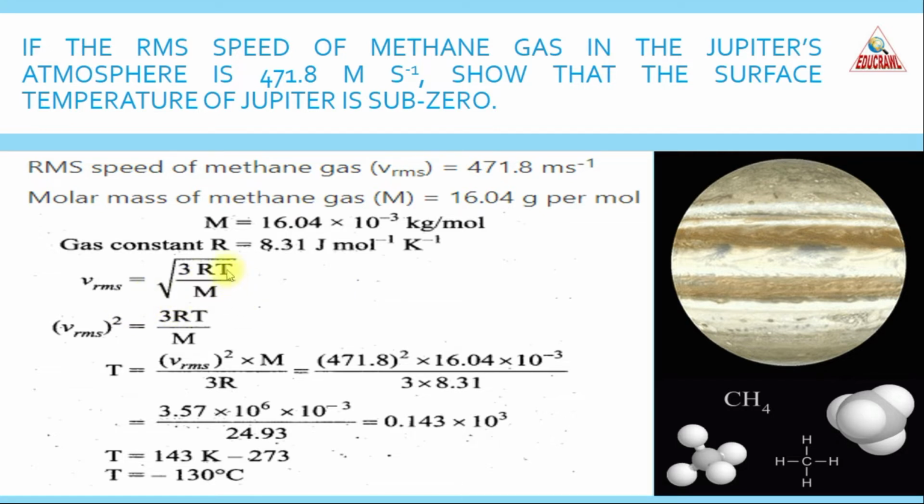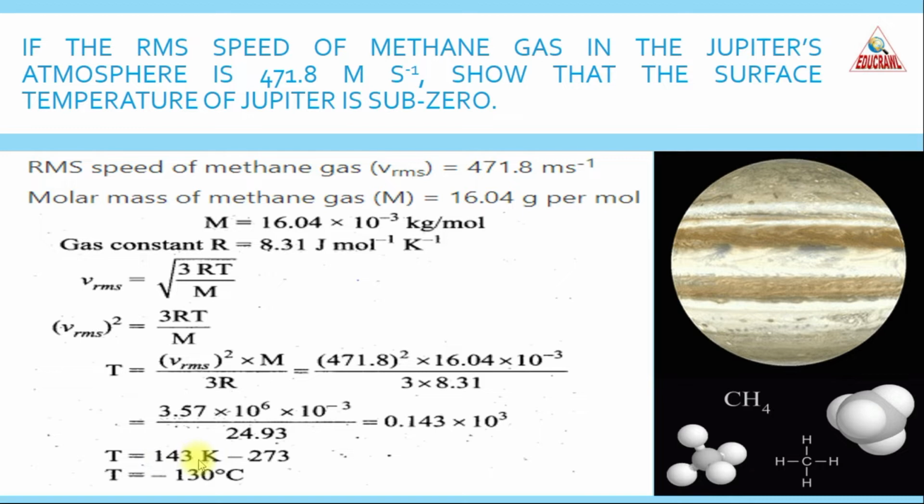So we need to find the expression for temperature. We need to reverse this formula for T. First we square the equation, so we get Vrms whole square is equal to 3RT divided by M. From this we will get an expression for T, and after that we will substitute the given values. So T is equal to Vrms whole square into M divided by 3R. Substituting the values, the temperature is found to be 143 Kelvin.